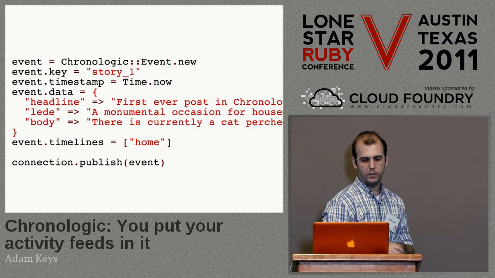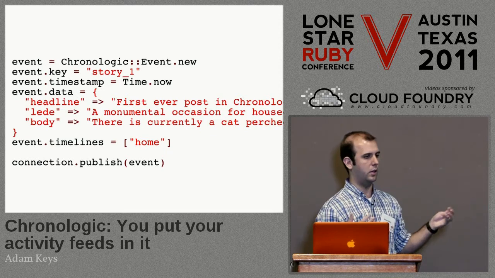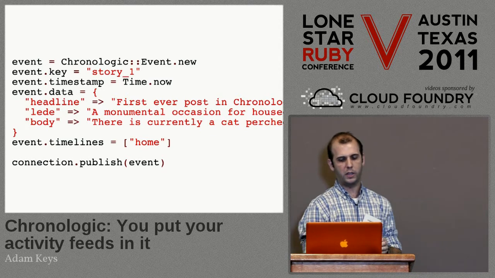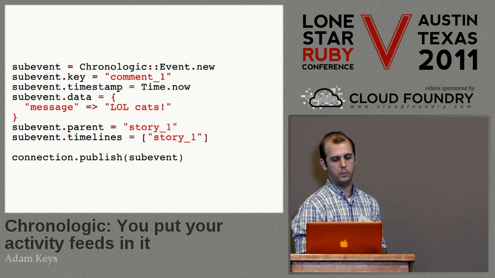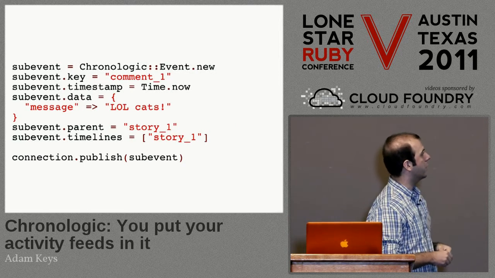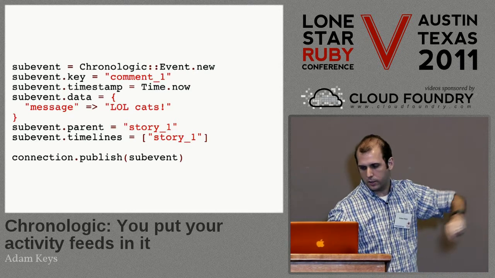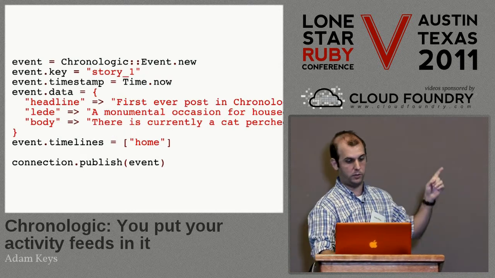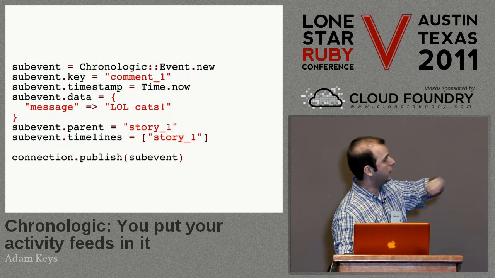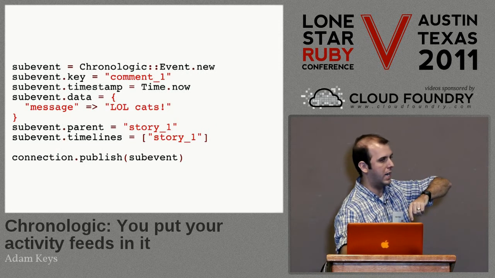Events and stories beget sub-events. So we post some story to the home timeline again, and then someone comes along and comments, and they don't leave a very constructive comment. We set the parent, so we say that this sub-event's parent was this story 1 event, and that we should post it to the story 1 timeline.